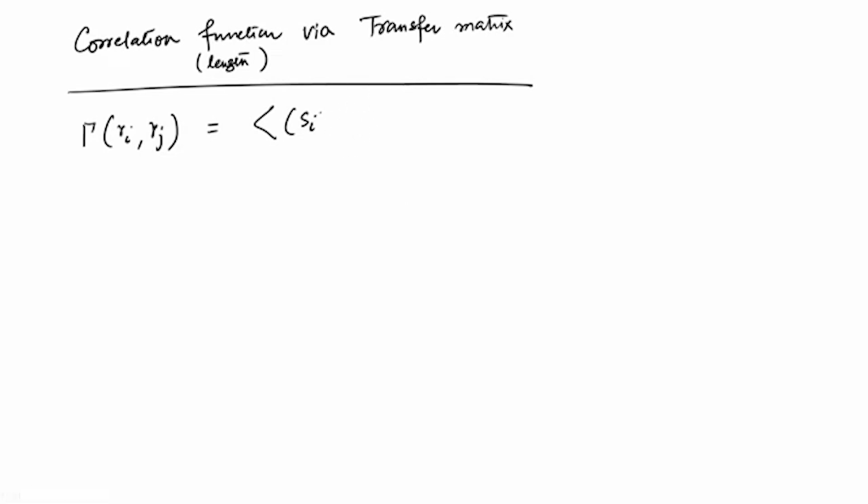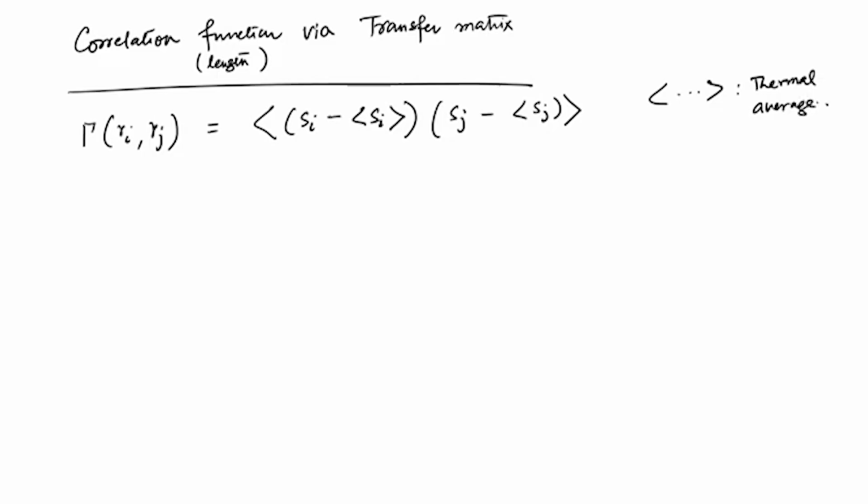Let me write it neatly. So, it is S_i minus the average of S_i, and S_j minus the average of S_j, and you take the expectation or average value of that. So, the angular bracket that you see is actually the thermal average. Okay. Which means that it has to be multiplied by exponential of minus beta H and finally you take the trace and things like that. Okay.